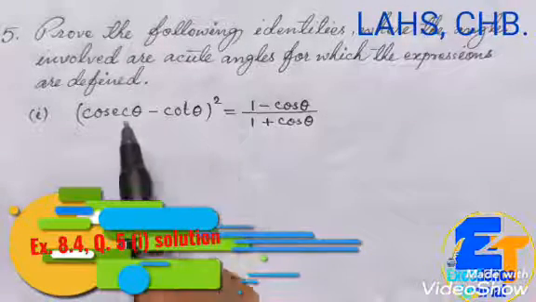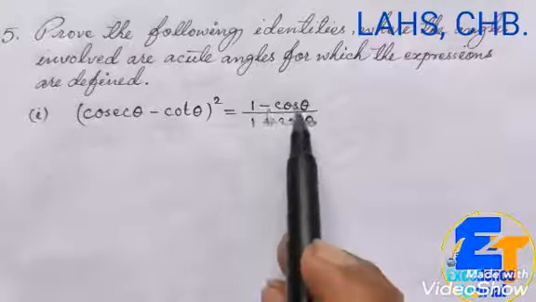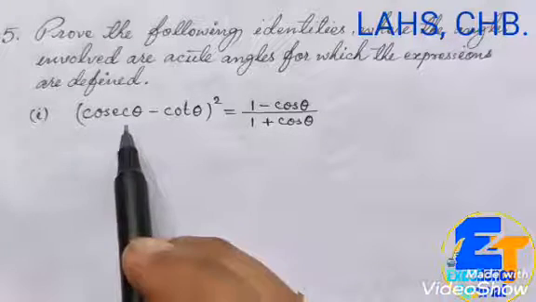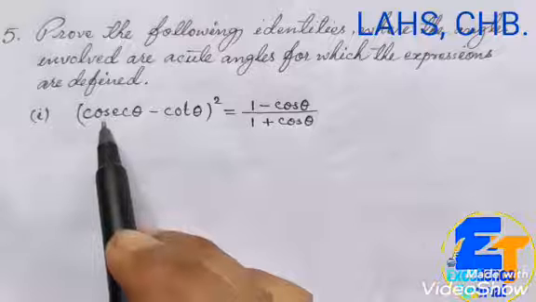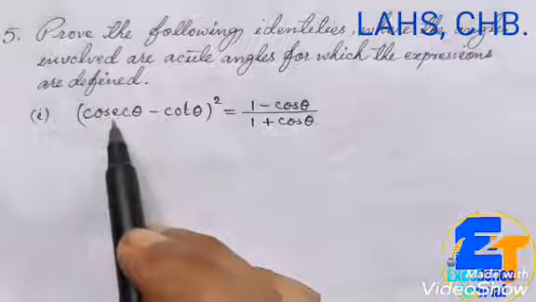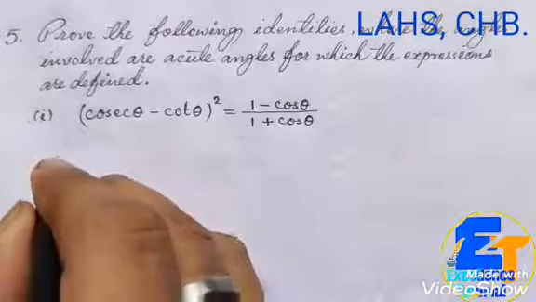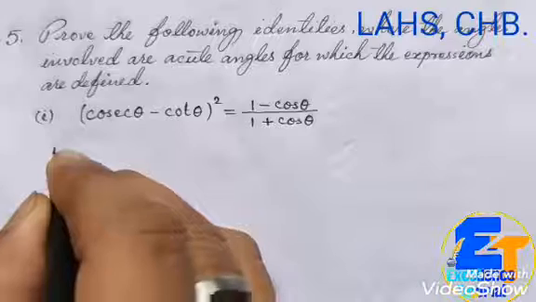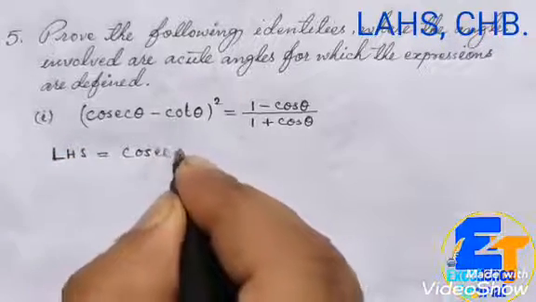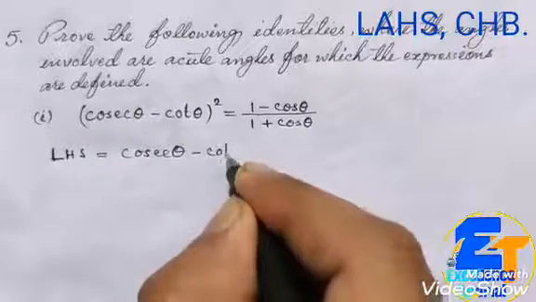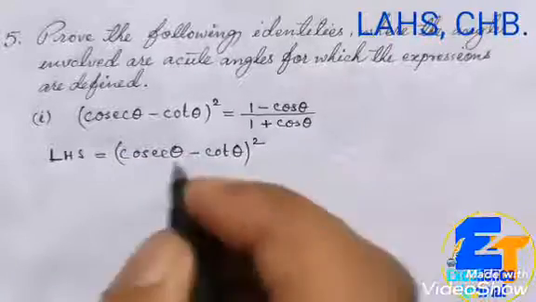See, in our first question, on the left hand part two ratios are there, cosec and cot, but on the right hand side the cos ratio is given. So that is why we are going to change the trigonometric ratios on the left hand part in terms of sine and cos. So let us write the left hand side. LHS, cosec theta minus cot theta, whole square. This is the left hand side.